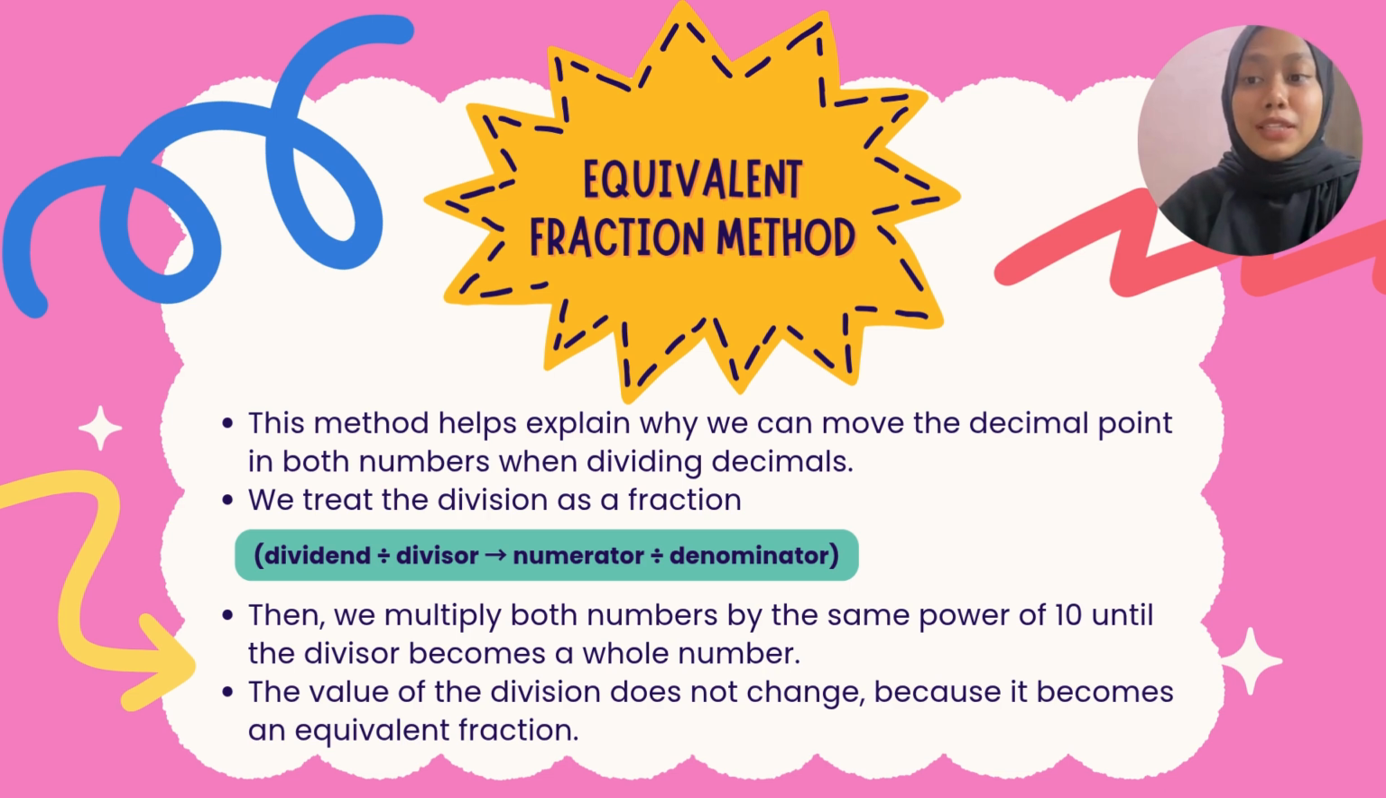So, the first method that I chose is the equivalent fraction method. This method helps to explain why we can move the decimal point in both numbers when dividing any decimals. We treat the division as a fraction. Dividend divided by divisor, we change to numerator divided by denominator. Then we multiply both numbers by the same power of 10 until the divisor becomes a whole number. Then the value of the division does not change because it becomes an equivalent fraction.